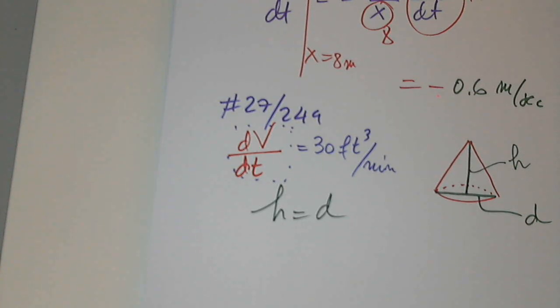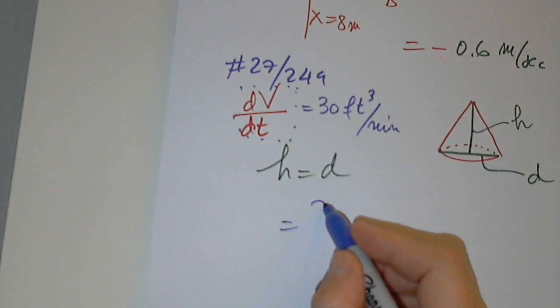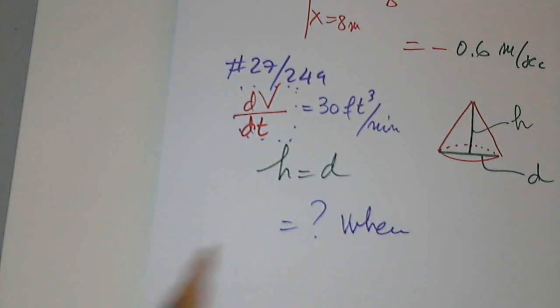Always. The word always means always. I don't have to wait till the end. This is a piece of information given to us from the very beginning. Okay, how fast is the height of the pile increasing when the pile is 10 feet high?